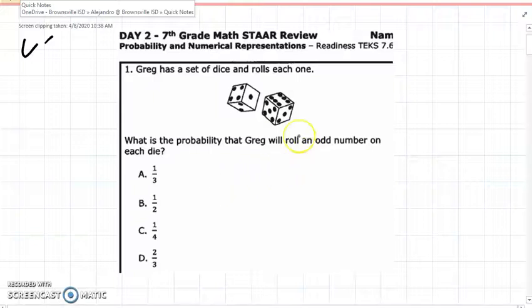This is on day 2 of the packet. In case you had any questions, maybe this will clarify it.